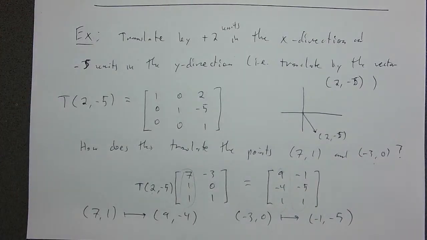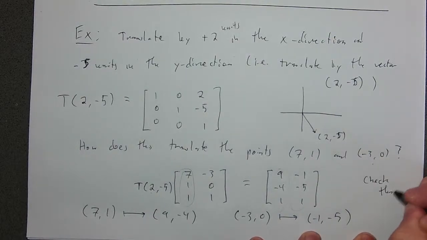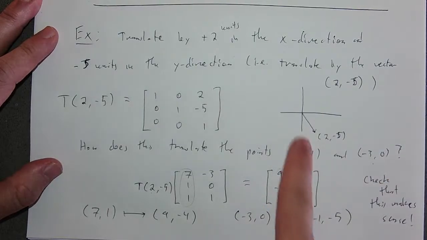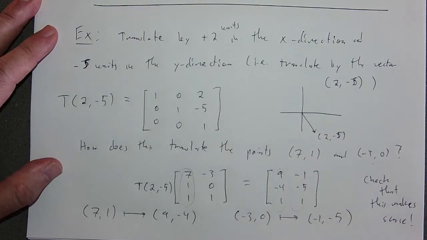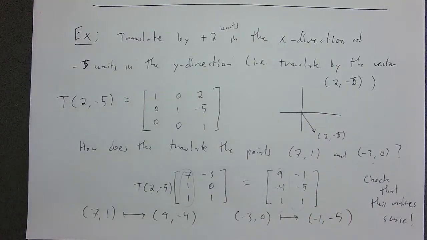So check, right? Plot these if you like. Check that this makes sense. Of course, it will make sense if it looks like these 2 points have been shifted both in the same direction, the same distance, and that direction is the one specified by the vector 2 minus 5. Right? Okay.